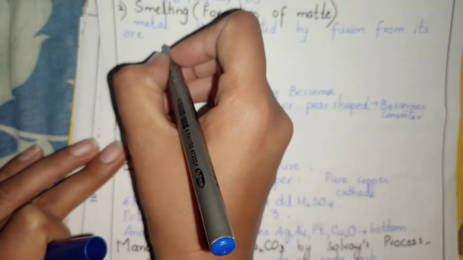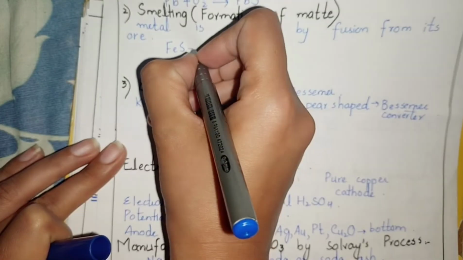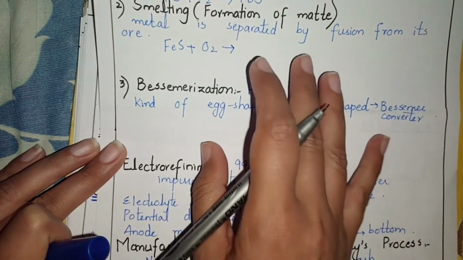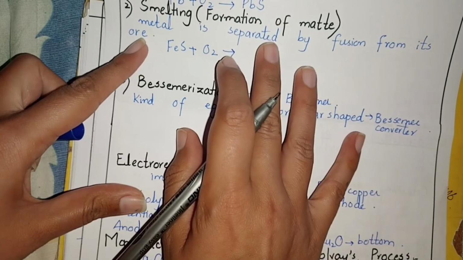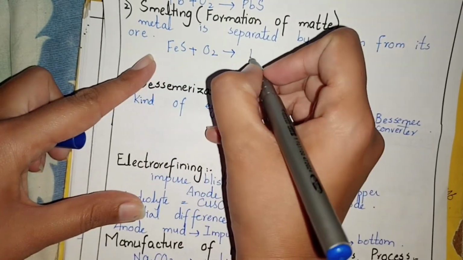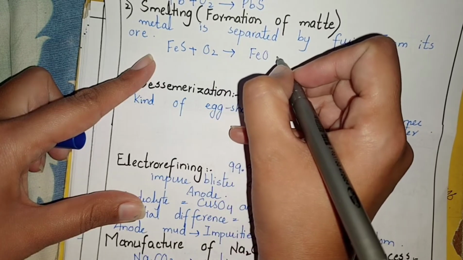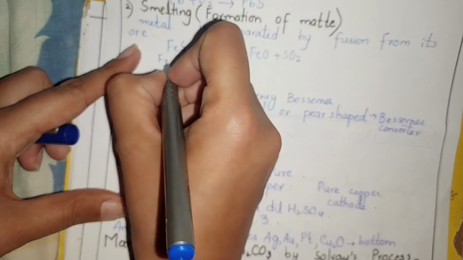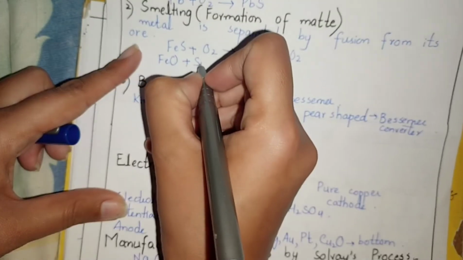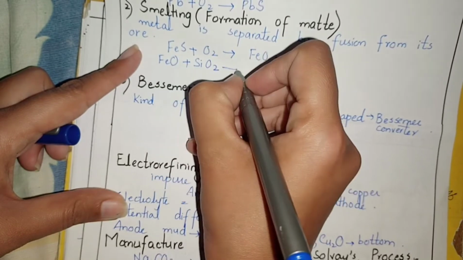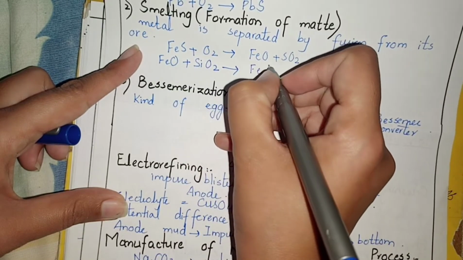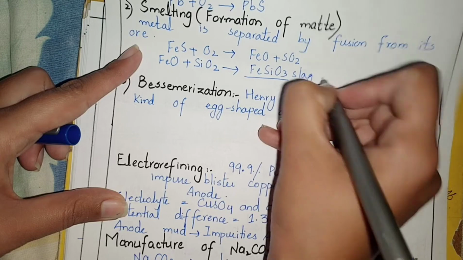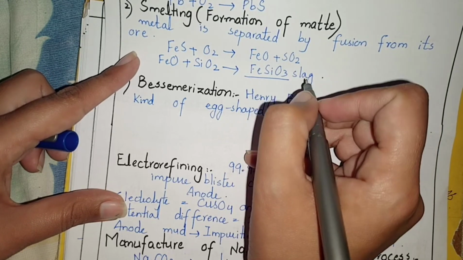In this process, iron sulfide combined with oxygen, it will form iron oxide plus sulfur dioxide. Iron oxide will combine with silica SiO2. It will form FeSiO3, which is called slag. And this slag is the impurity.